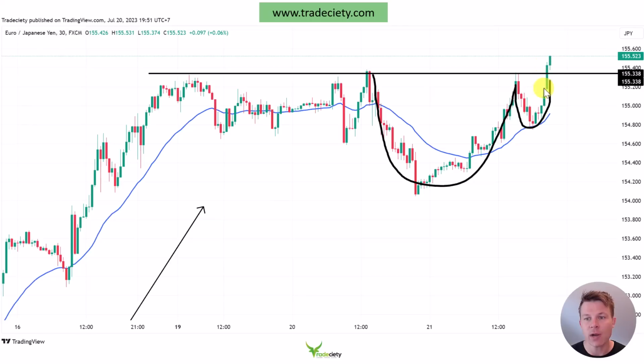Then we get the strong breakout. Again, a very strong breakout momentum sequence. We have a lot of green candles in a row. This is exactly what you want to look for. And this is often then the continuation signals that long traders are looking for.